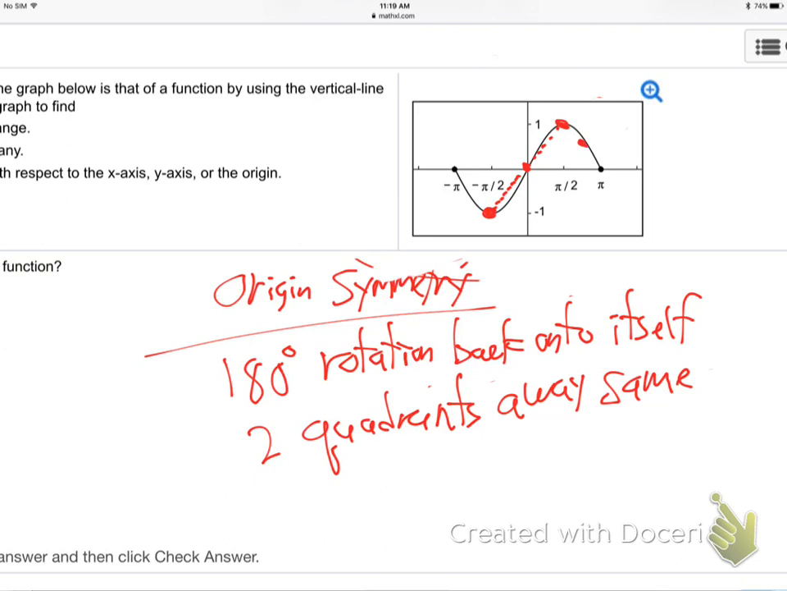Take this one. How about this? Shoot it through the origin, same distance to the other side, boom. And on you could go. All these points shot through the origin will become all those points, the same distance to the other side of the origin, going through the middle of the graph. That's called origin symmetry. All right, we good with that?